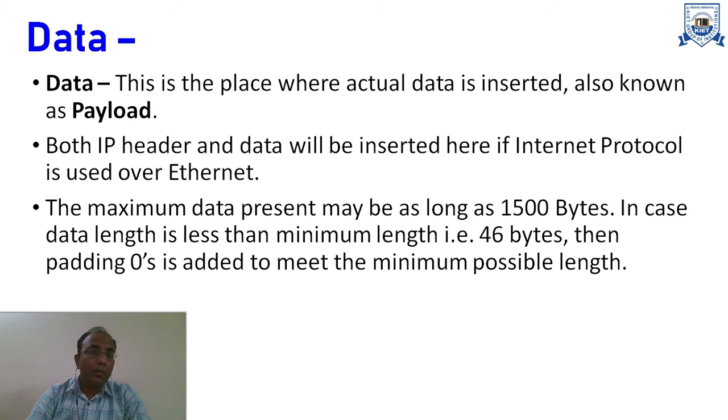Now the data, the payload. This is the place where the actual data is placed. Both the IP header and data will be inserted here if the Internet Protocol is used over Ethernet. What is the size? It can be as long as 1500 bytes.